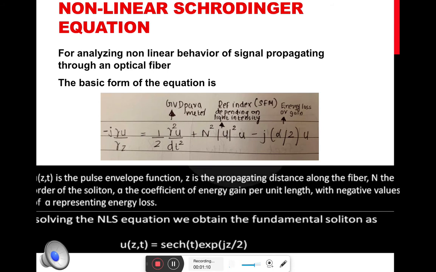The first part is the group velocity dispersion parameter. The second part is the self phase modulation, or the refractive index dependence on the light intensity, that is the nonlinear effect, and the last term is energy loss or gain. On solving this nonlinear Schrodinger equation, we get the solitary solution, u(z,t) equals sech(t) times exp(jz/2). The sech(t) is a hyperbolic secant pulse waveform that we obtain in the form of solitons.